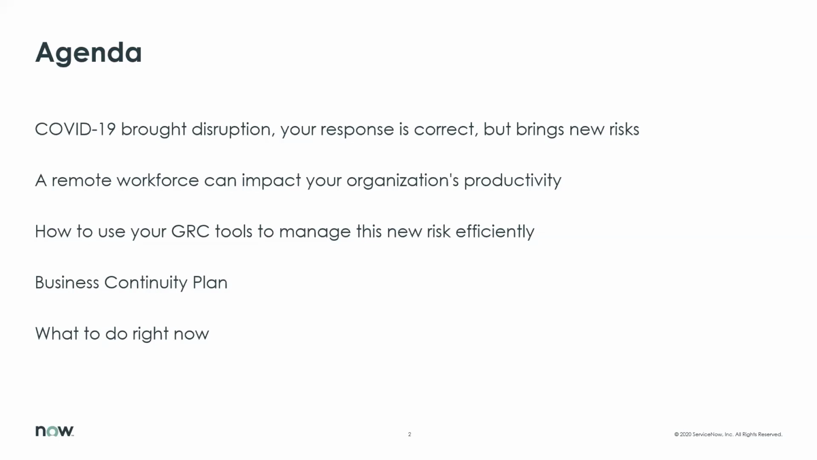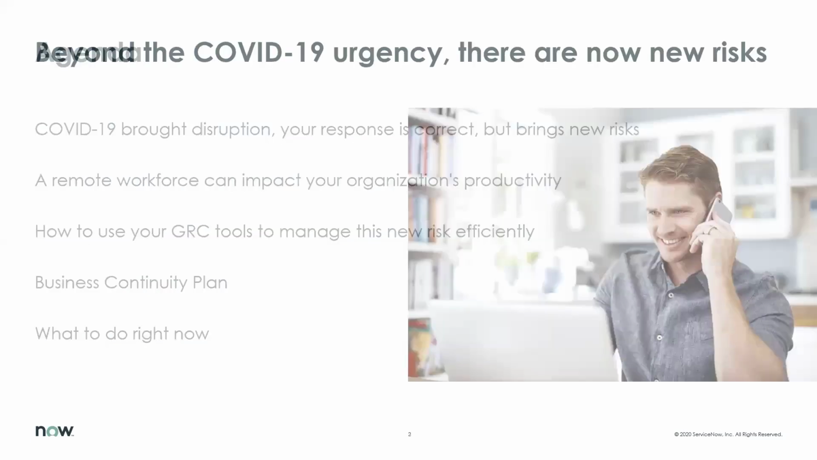But what that means is that risk of loss of productivity, as an example, is something that an organization has to address. And so what we want to talk about a little bit today is whether there is a way for a ServiceNow GRC tool to help you manage that type of risk efficiently. So we'll also talk a little bit about business continuity once you get through this whole process that we look at, and then we'll touch a little bit on some other things that you could do to help in these uncertain times. All right, let's get started.